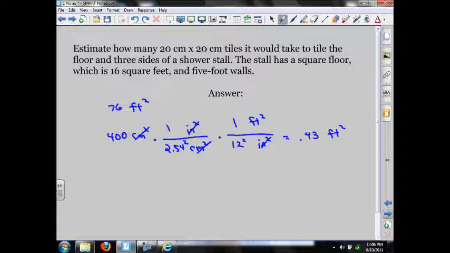And then to get our answer, each tile is 0.43 square feet. I need to cover 76 square feet. Divide 76 by 0.43. As always, don't just type in 0.43 because it wasn't exactly 0.43, right? It's that ANS button on your calculator. 76 divided by ANS should give us about 177 tiles. About 177.